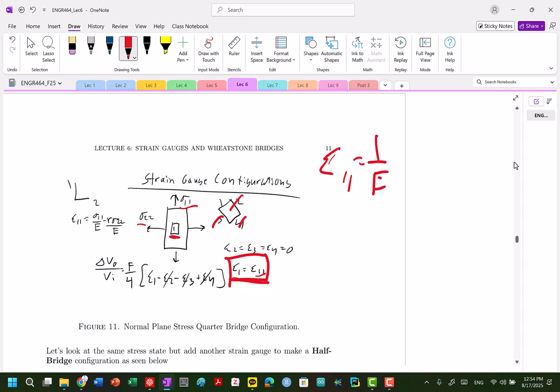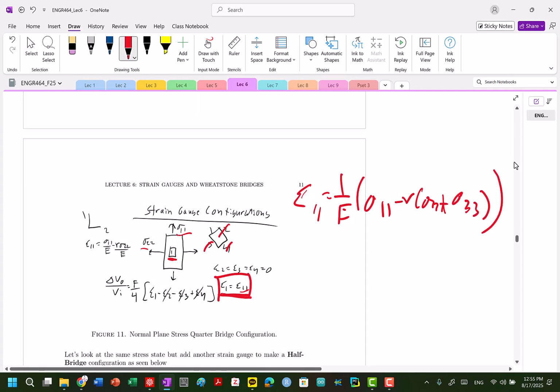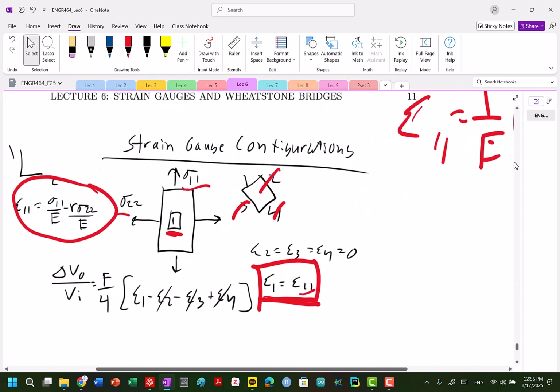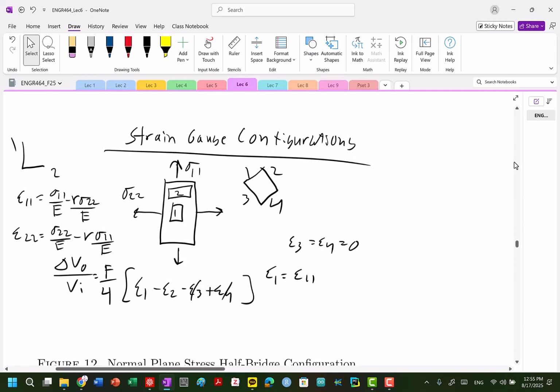So remember, it's always 1 over E, sigma 1, 1 minus nu, sigma 2, 2, plus sigma 3, 3. So this is now not 0, so this is 0, so the full expression will be this. So you have to make sure to kind of see where that strain gauge is going. It's not just, what is contributing essentially to that strain measurement. So be careful.